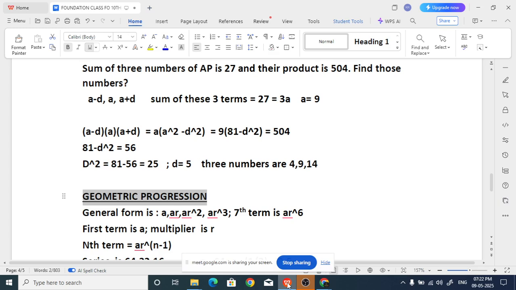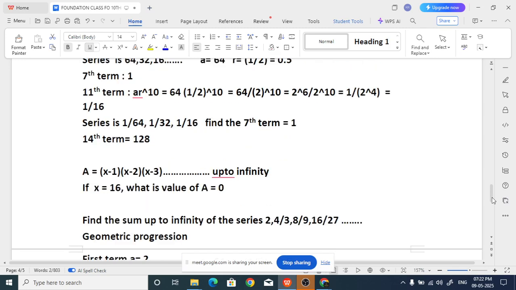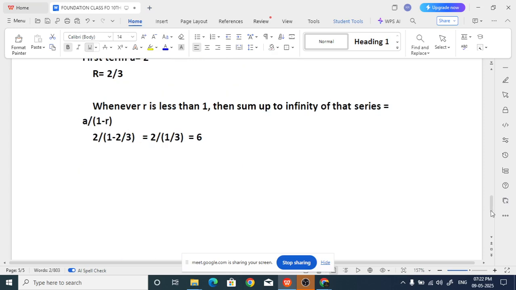So the nth term there is a r power n minus 1, that we had seen. And we had seen sum up to infinity also, I think. Whenever r is less than 1, then the sum up to infinity of that series is a by (1 minus r). So this also we have seen.